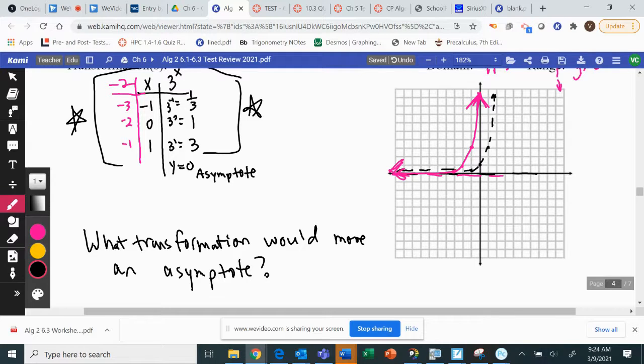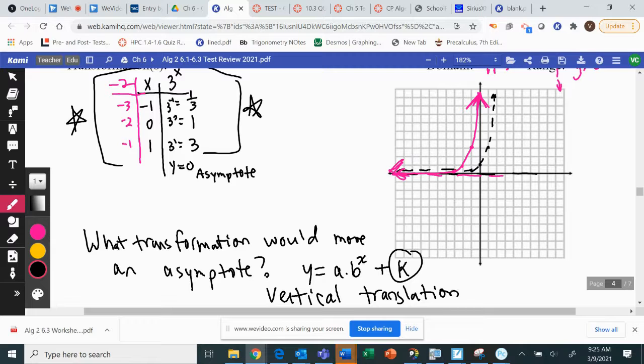Go down. We could take this line and we could move it down, or we could move it up. What's going to move it up or down? Vertical what? Jacob? A translate, yeah. So if we had like a plus or minus at the end on the outside, like if we had a times b to the x plus some number, it's a vertical translation. Up or down, that's what's going to move the asymptote. That's the only thing that would move it. Other than that, it's going to be at y equals 0.